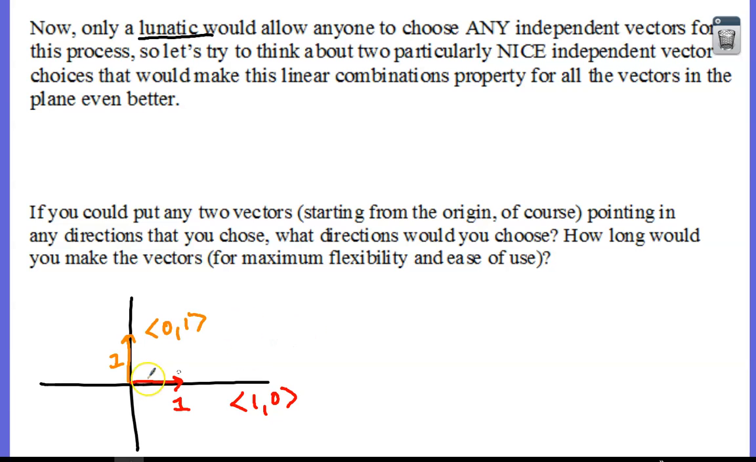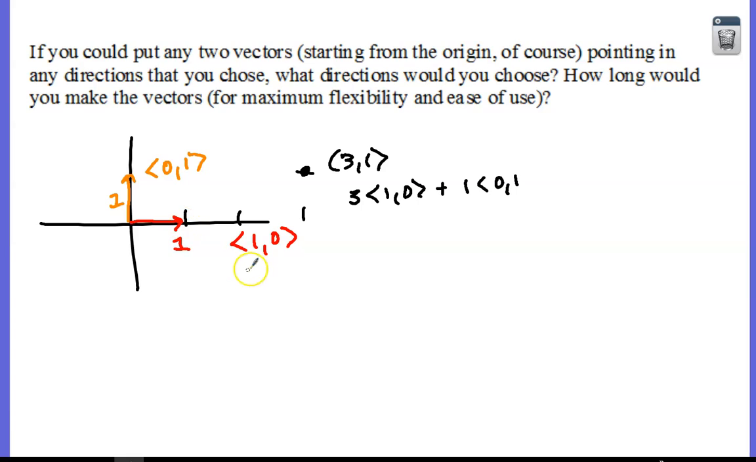Like if I wanted to get to 3, 1, then I could just go 3 in this x direction plus 1 in that y direction. You see what I mean? The p and the q are much easier to figure out because you're not moving at a weird diagonal way. So what we're saying here is that we would like one vector that's a strictly horizontal movement of 1, and then one vector that's a strictly vertical movement of 1.